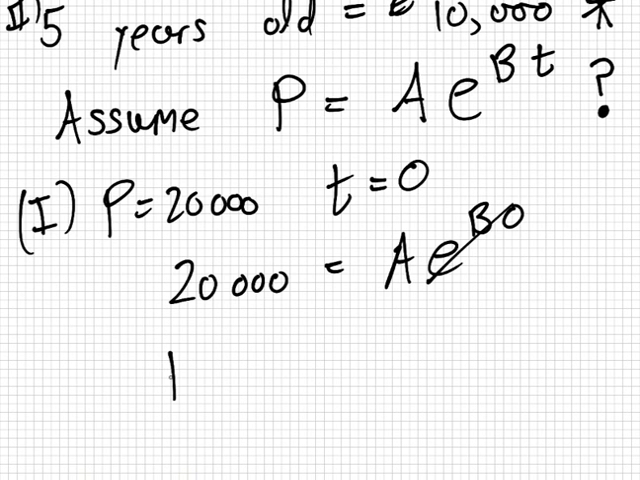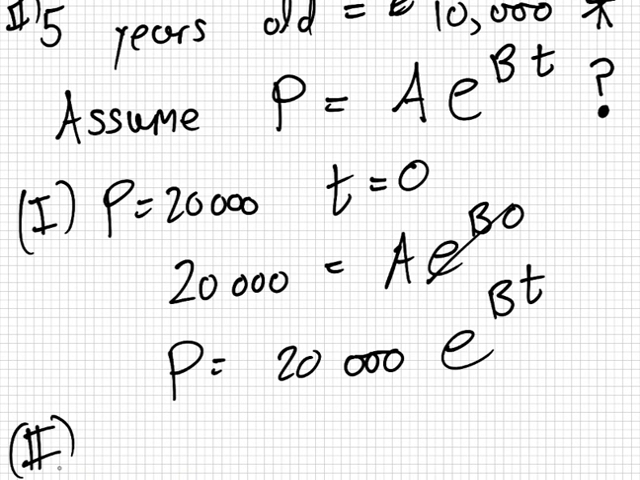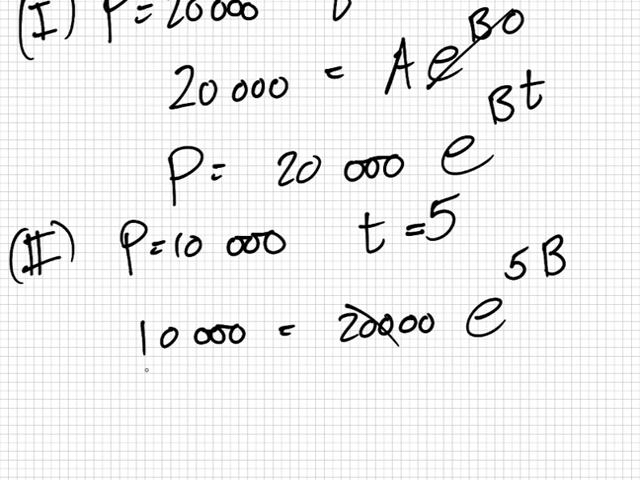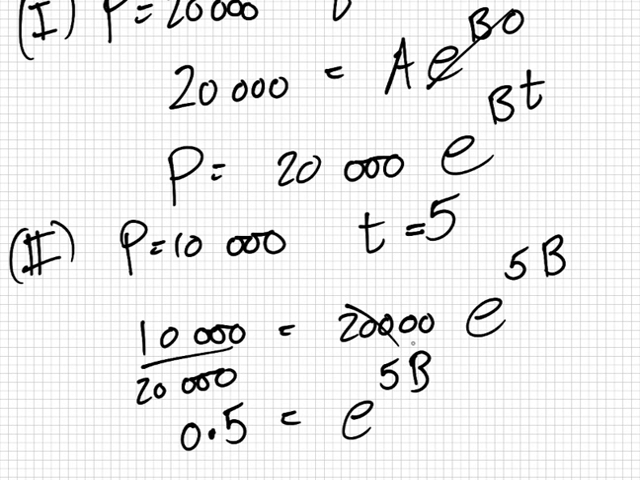So you know that price equals 20,000 e^(bt). Now, if I use the second piece of information, what does it tell me? Yeah, that the price is 10,000 when the time is 5. So if I use that, I get 10,000 equals 20,000 e power 5b. So I want to divide that. Yeah, so 0.5 equals e power 5b.